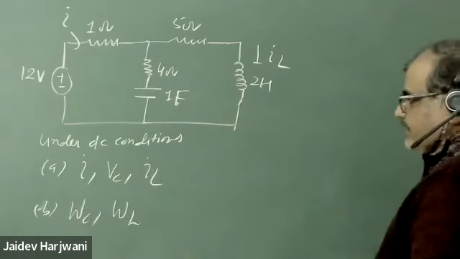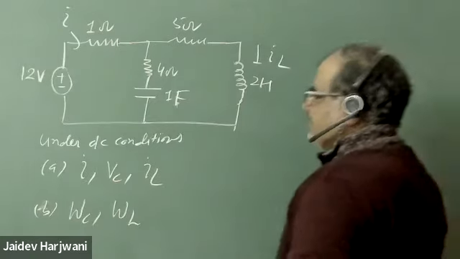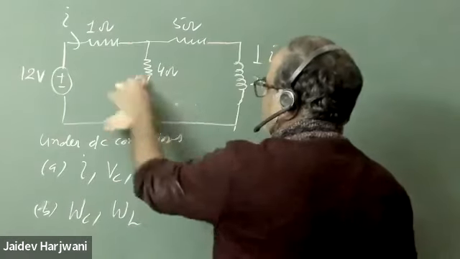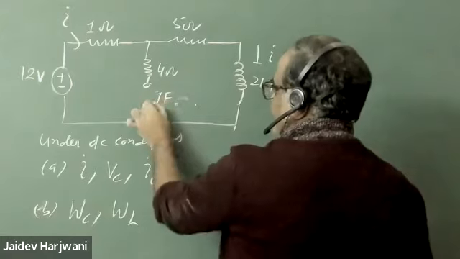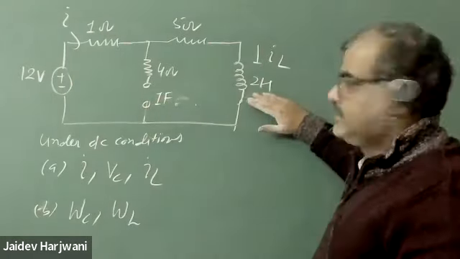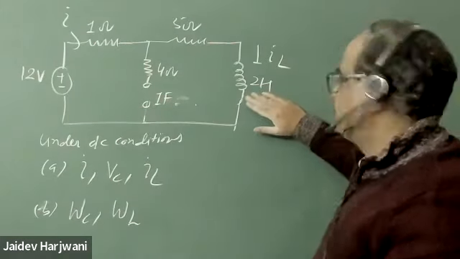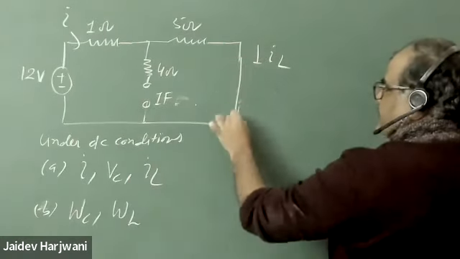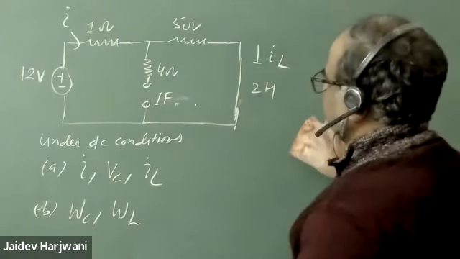So let us solve the problem. Under DC condition, when you apply DC, this capacitor will become open, isn't it? So let me make this capacitor, which is 1 farad, open. And what should I do with this inductor? Short circuit. In DC condition, your inductor becomes a short circuit. This is 2 Henry. Short circuit means it now has zero resistance.